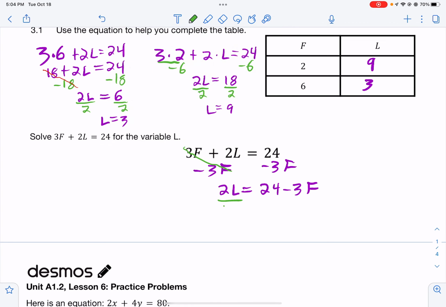So now we'll divide both sides by 2. 2 divided by 2 gives us 1. Since this is just equal to multiplying by 1, we can ignore it, and this is what we are left with. The reason we can ignore that is because it's 1. Anything times 1 is itself.